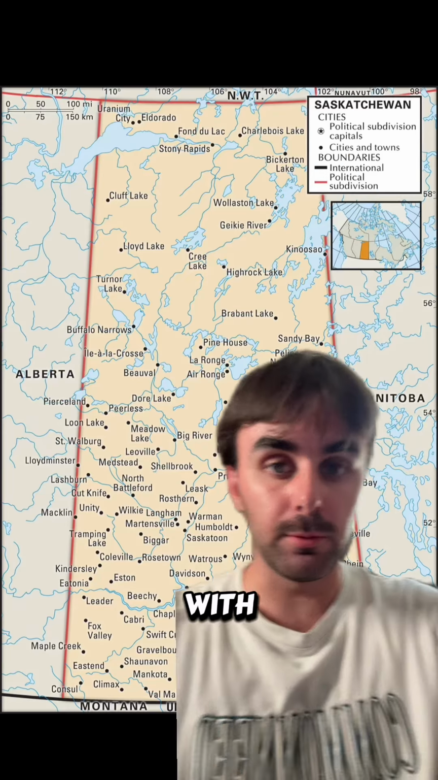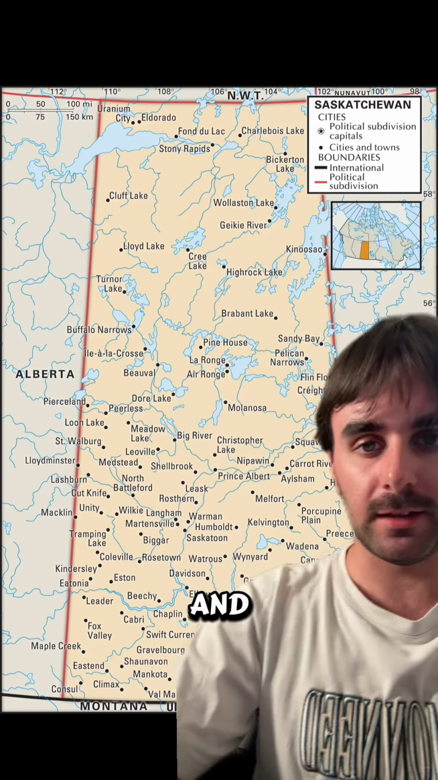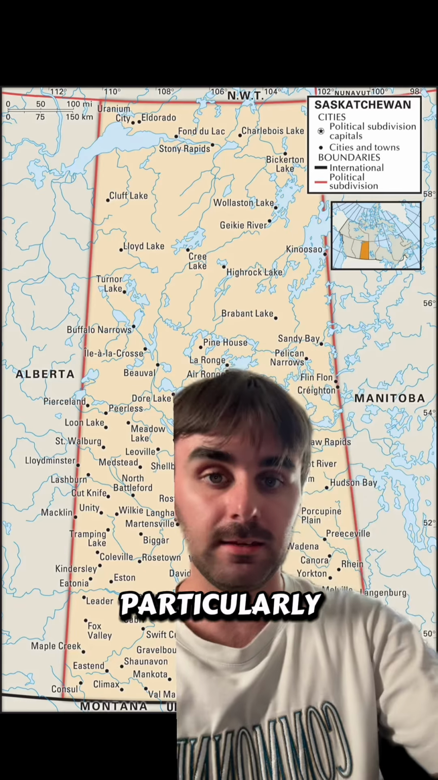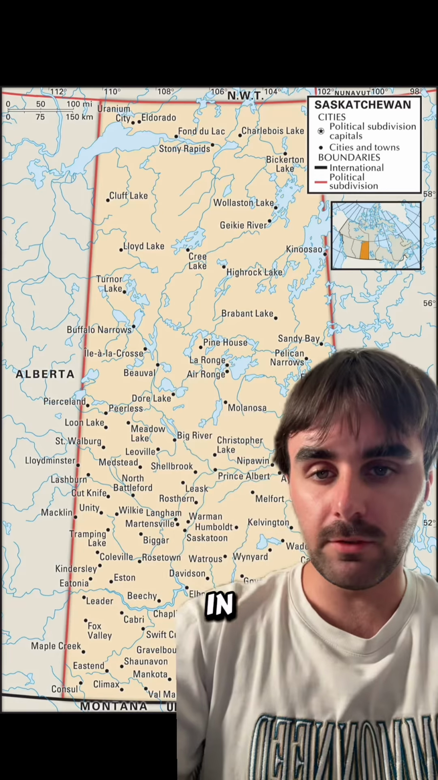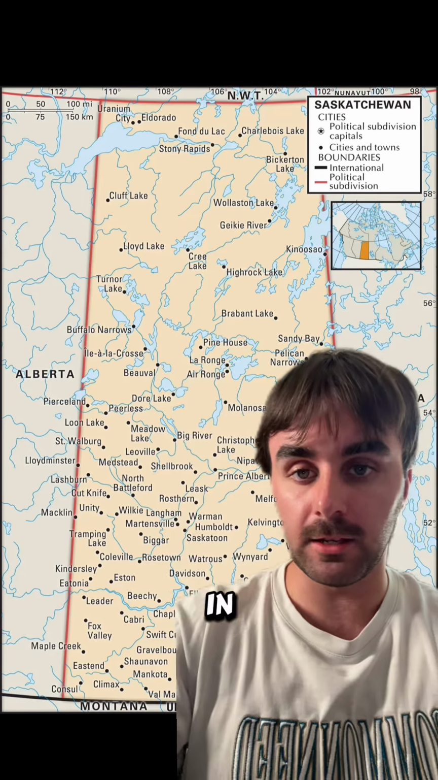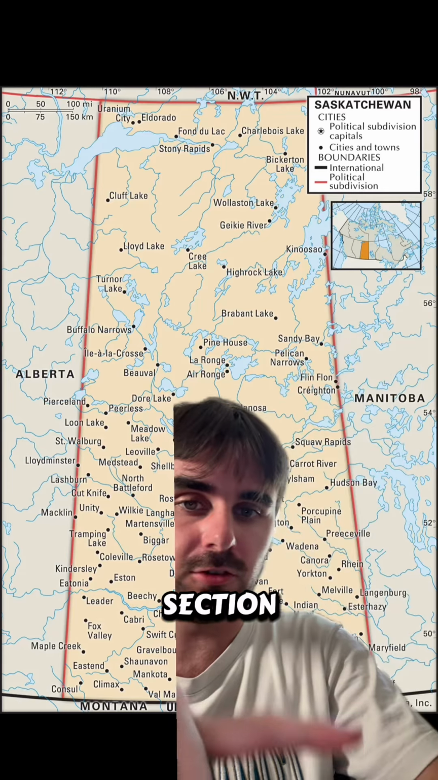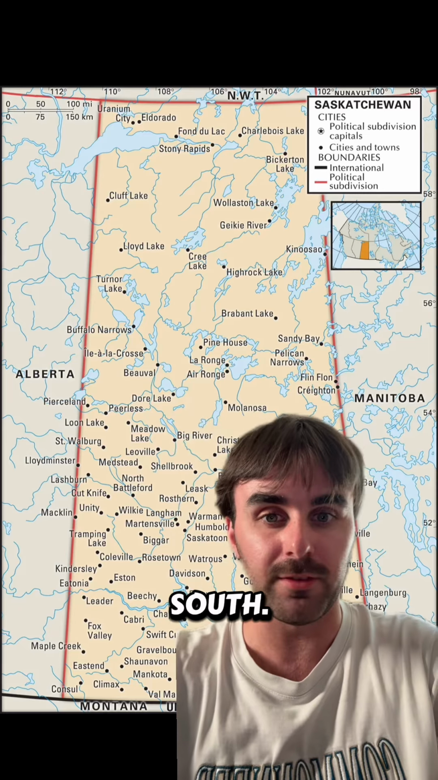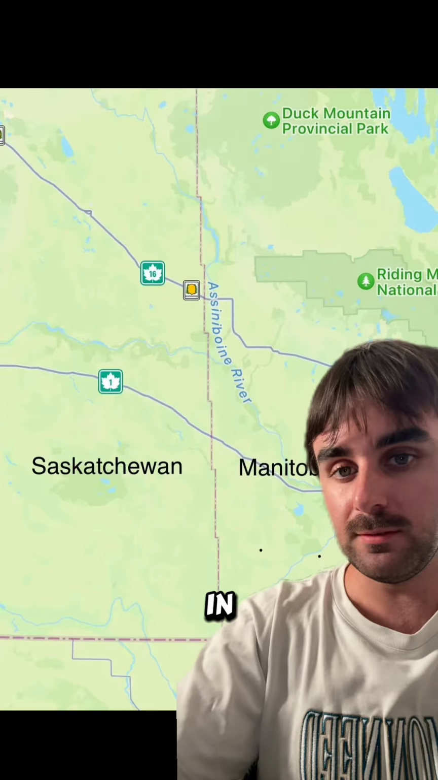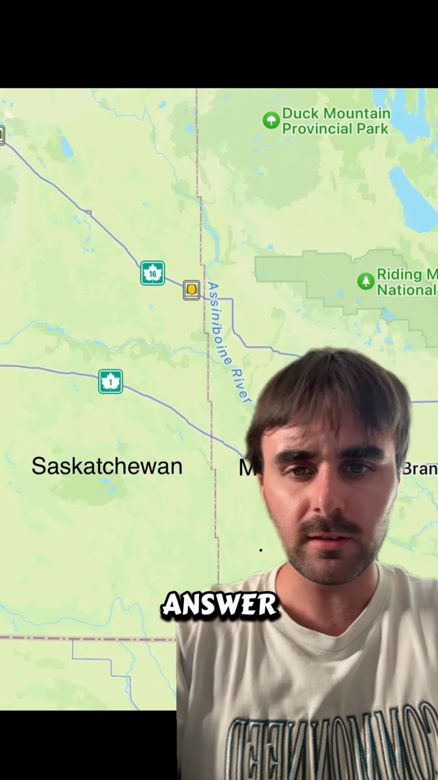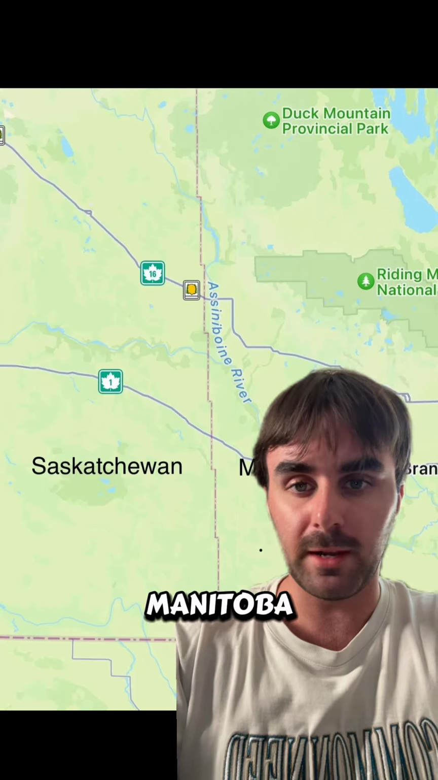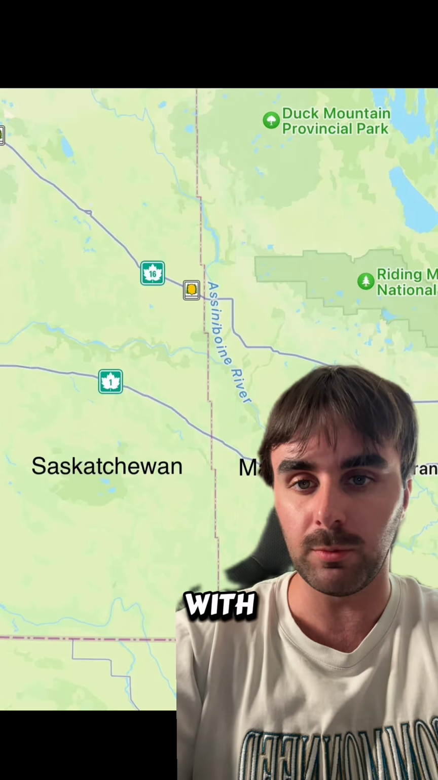And it has something to do with the provinces of Manitoba and Saskatchewan, particularly its border. If you live in either of these provinces, or you live in Canada in general, you may already be aware of this, but I just can't seem to get over why this section of the border isn't truly north-south. But technically when you zoom in, it does. So let's answer the question. Why does Saskatchewan and Manitoba have such a strange border relationship with each other?